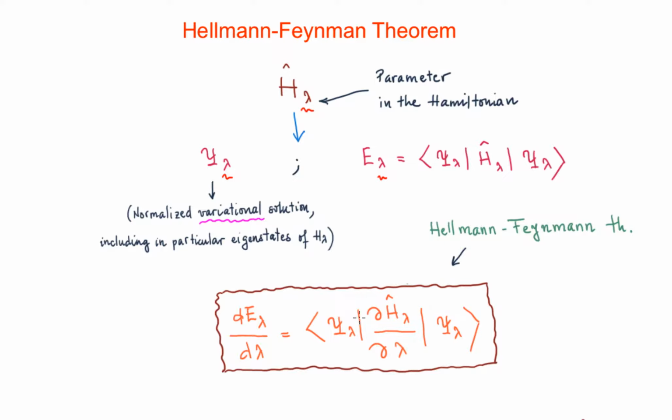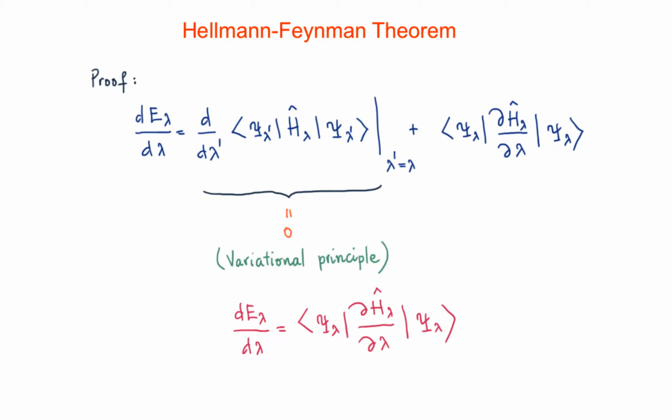So as you can see here, there is no lambda derivative of the eigenstates, even though they also depend on lambda. So doing the lambda derivative of the energy is really straightforward. And the proof is really simple, as you can see next.